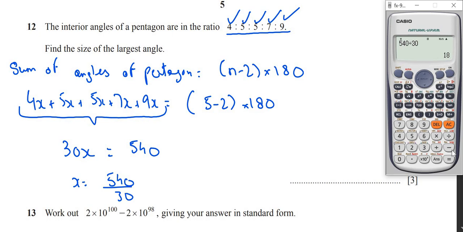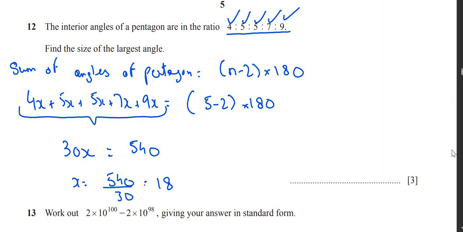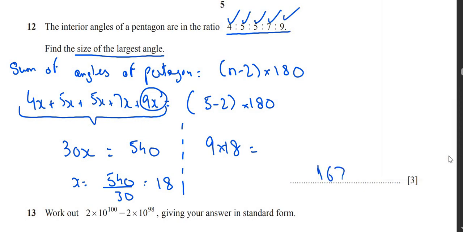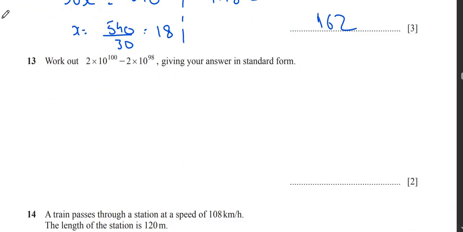We get 18. Now this is not the answer. It says find the size of the largest angle. The largest angle is 9x. So we will actually do 9 multiplied by 18, which will turn out to be 162. So your answer will be 162.